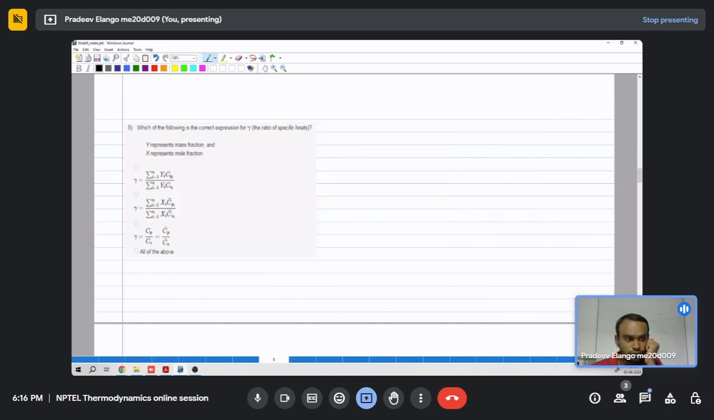Now, which of the following is the correct expression for gamma? So you will find all of them are right, because yi is the mass ratio, the mass fraction, and Cpi is the specific heat on a mass basis.